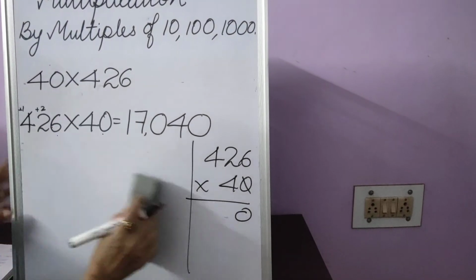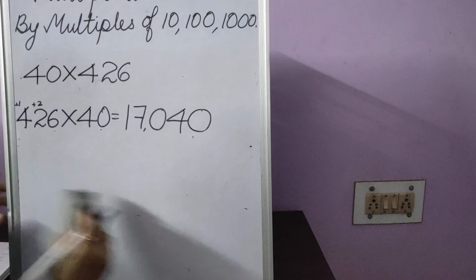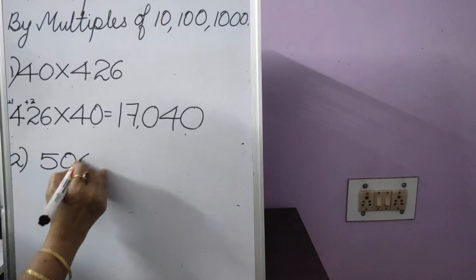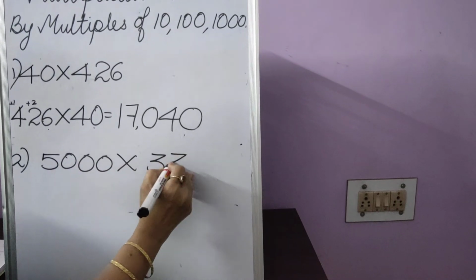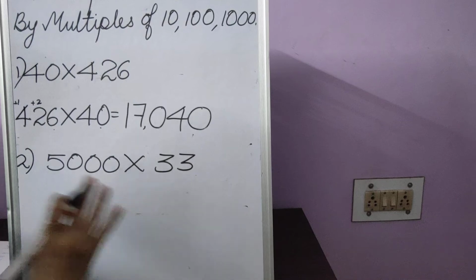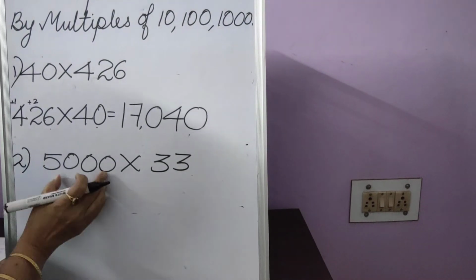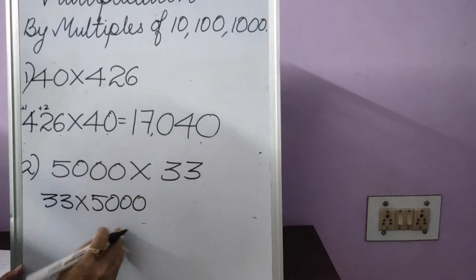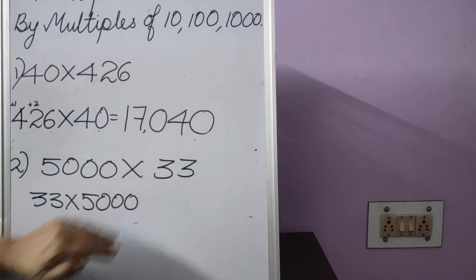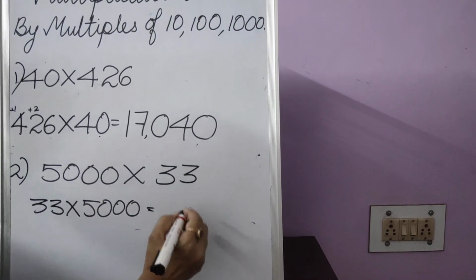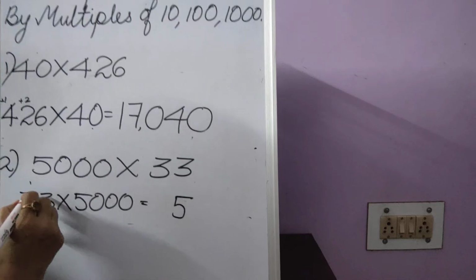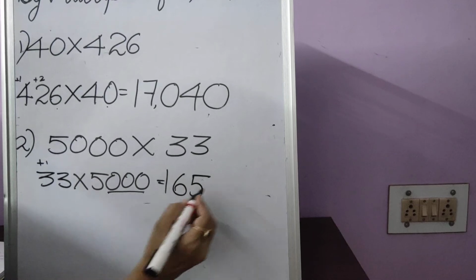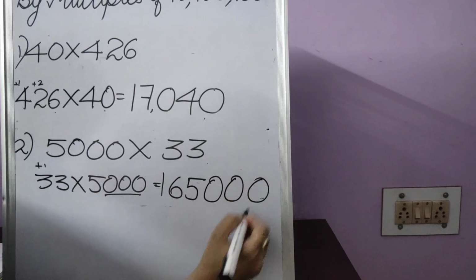So if it is given this way, or suppose your sum is 5000 multiplied by 33. Same thing, just change it to make your work simple. Make it 33 multiplied by 5000. Leave out the 3 zeros. Multiply. 5 threes are 15. 5 carry over 1. 5 threes are 15 plus 1, 16. We have left out these 3 zeros. Add them in front of it. 1, 2, 3. That's it.